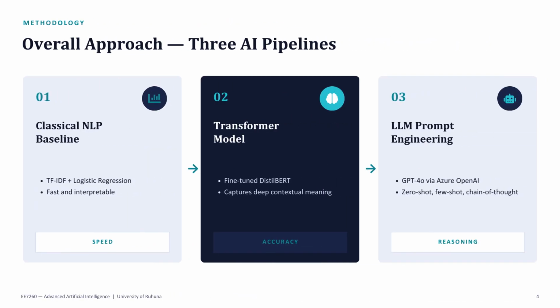We compare three AI approaches. First, classical NLP using TF-IDF and logistic regression for speed. Second, a distilled transformer model for better contextual understanding. And third, OpenAI GPT-4 prompt engineering for advanced reasoning. This helps us compare speed, accuracy, and reasoning capability.